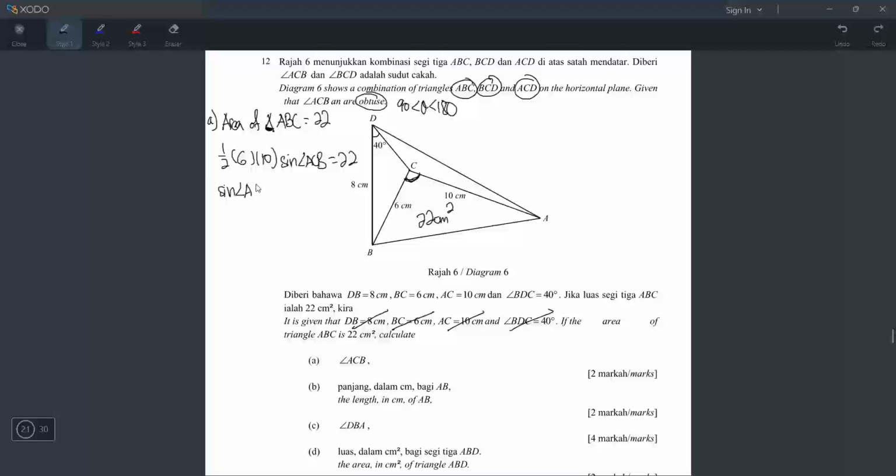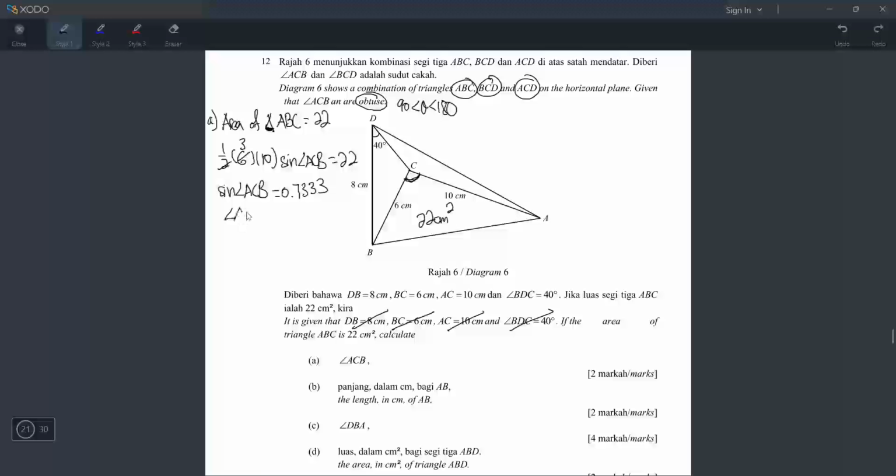I will just pindah lah. Okay, I can see I can potong here. 2 and 6 potong becomes 3. 3 times 10 is 30. Now I will tekan calculator. 22 bahagi 30. Okay, let me press. 22 bahagi 30. Okay, 0.73333. So let's write down here 0.7333.